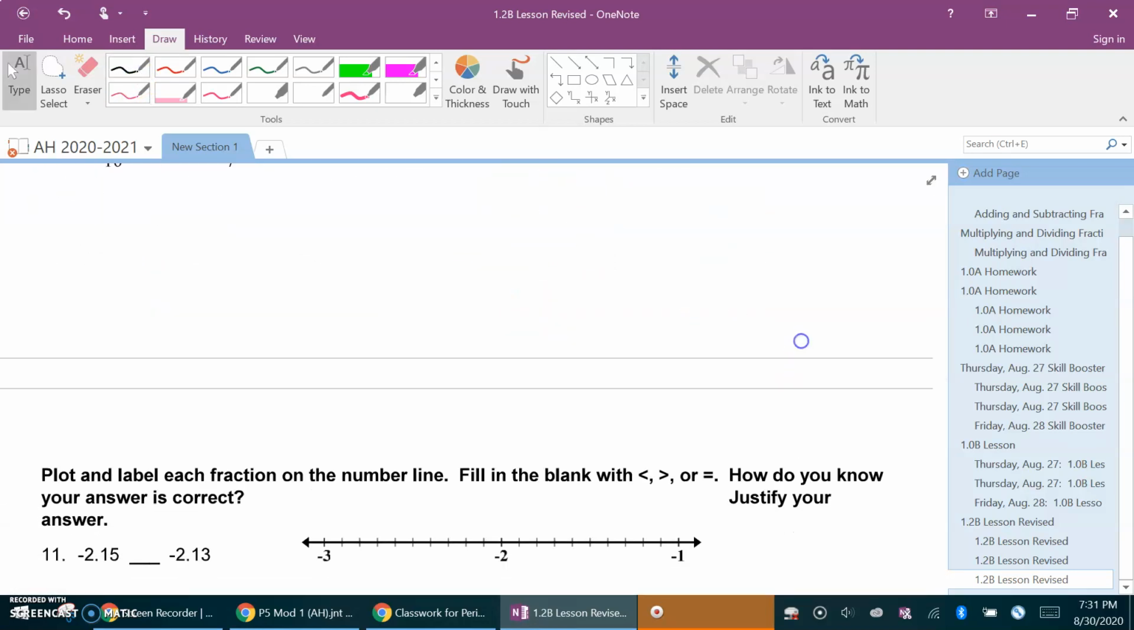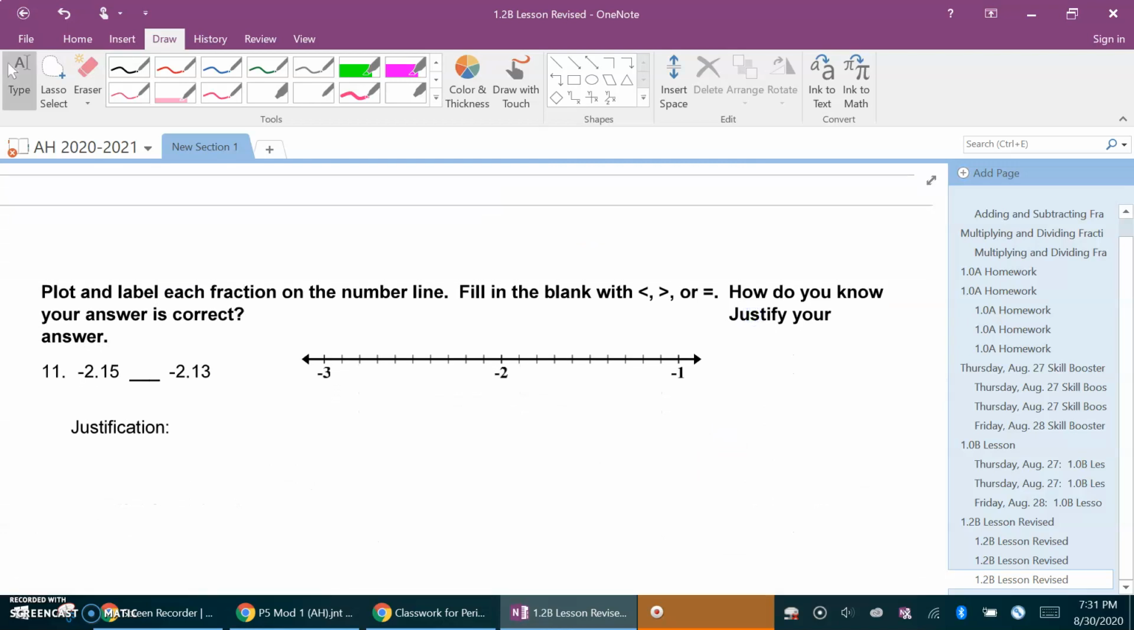Okay, so we're almost done. So it says plot and label each fraction on a number line. Fill in the blank with a less than, greater than, or equal to. How do you know your answer is correct? Justify your answer. So looking at these two, there are a lot of different ways you can talk about it. I would probably put this on a number line, looking at where the negative 2.15 is versus the negative 2.13, but you don't have to.